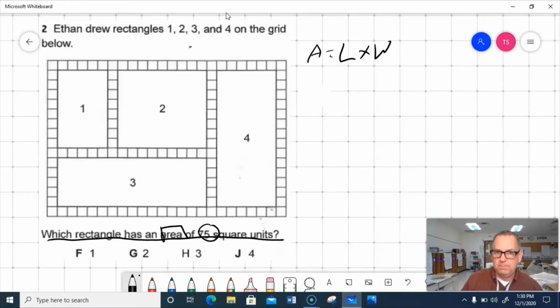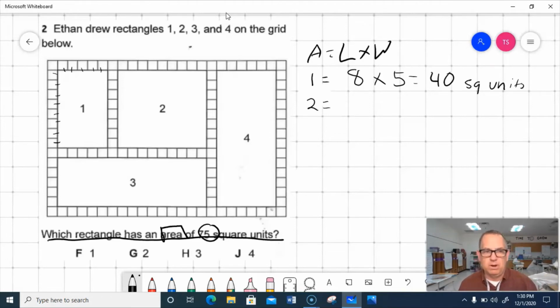So rectangle number 1, what are the length and width of rectangle 1? Okay, yeah, let's look at it. That has a length of 1, 2, 3, 4, 5, 6, 7, 8. So it has a length of 8. And that's by the width of 1, 2, 3, 4, 5. So that's a pretty easy multiplication fact for us. We know 8 times 5 is 40. And that makes it 40 square units.